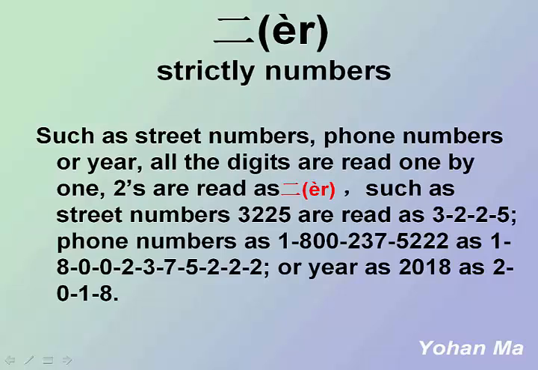The phone numbers, such as 1-800-237-5222. In Chinese, it's read one by one. Or the year, such as 2018. Okay, for numbers, it is almost always one by one.